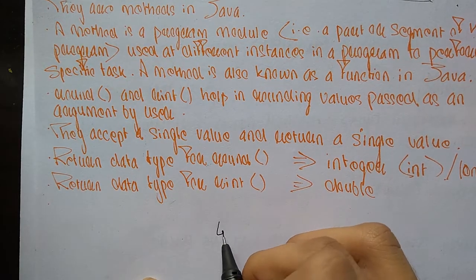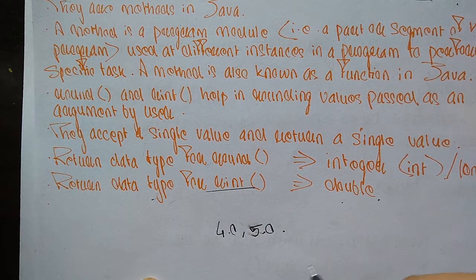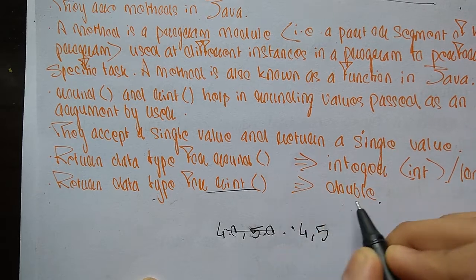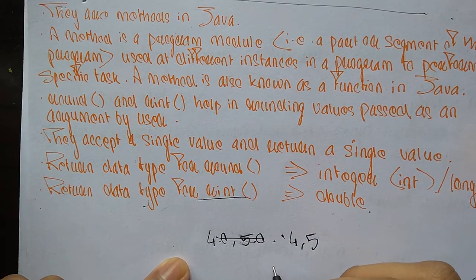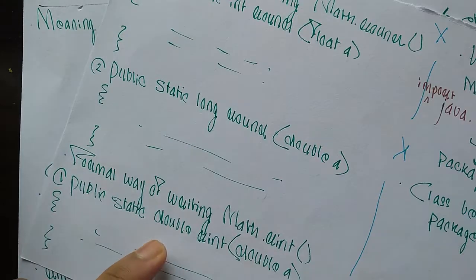So the return data type for round is integer, which means that the answer it returns will be in the form of 4, 5, right? And for rint it's double, meaning rint will return outputs like 4.0, 5.0, etc., right?